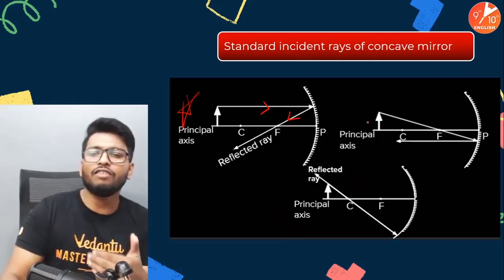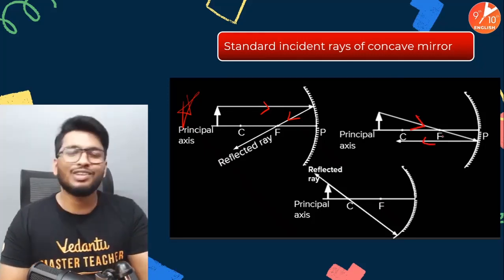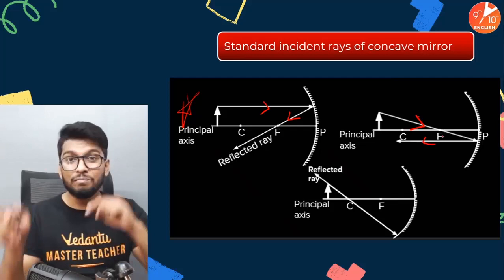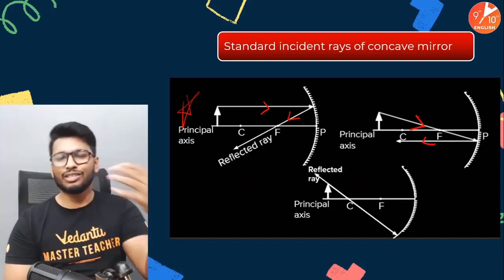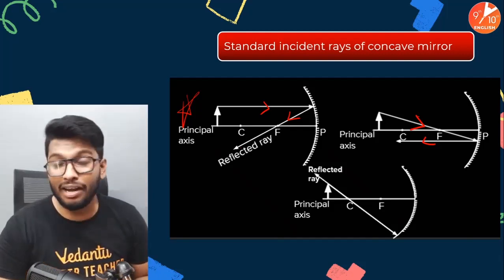Second one is, if a ray of light is passing through the focus, then after reflection, it becomes parallel to the principal axis. In other words, it's vice versa of the first one. If it is parallel, it's passing through the focus. If it's passing through the focus, then after reflection, it becomes parallel to the principal axis.